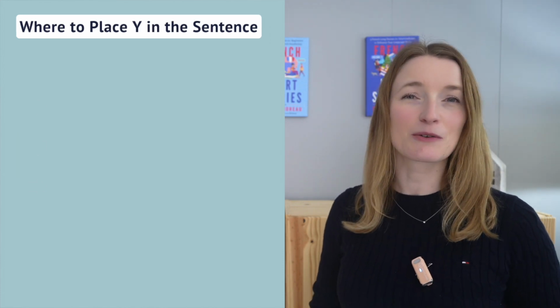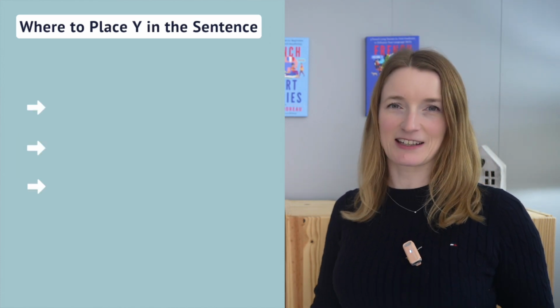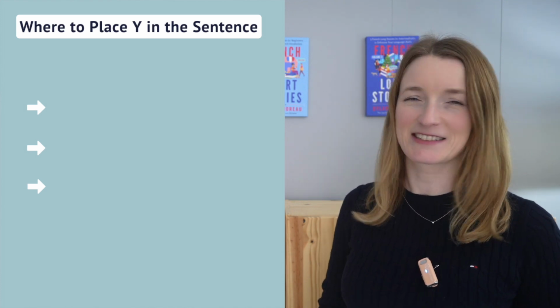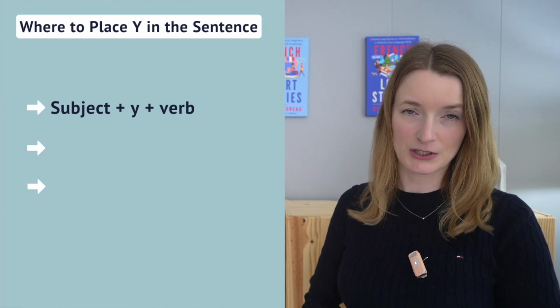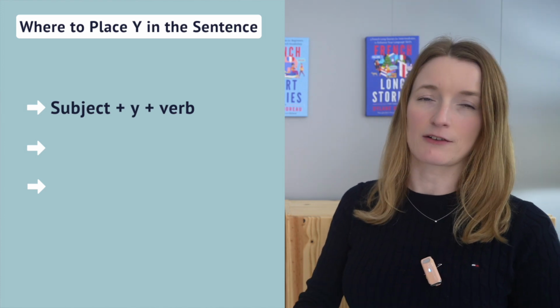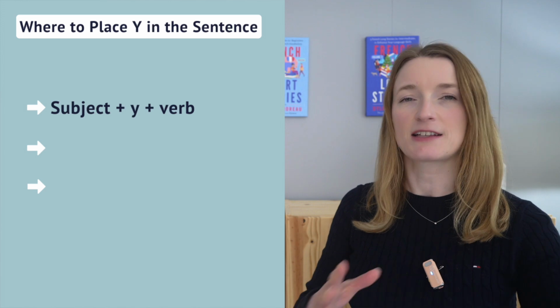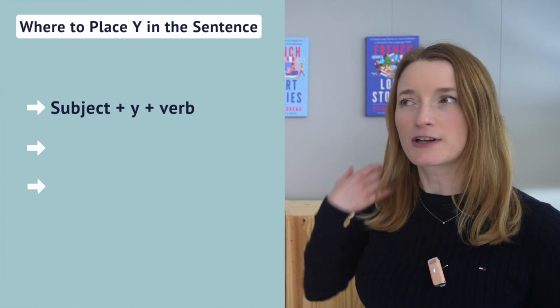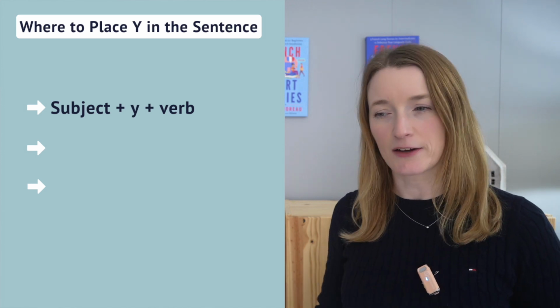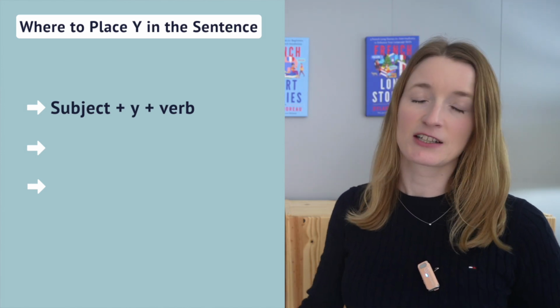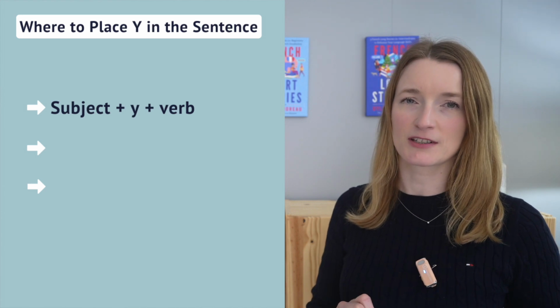We are starting with where to place Y in the sentence. Y is always going to be placed before the verb. So we have subject, pronoun, and verb. In French, the pronoun always comes before the verb, when in English it comes after. It's one of those differences, always before the verb.